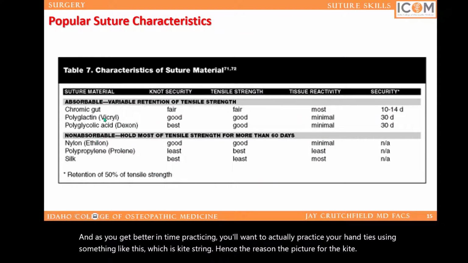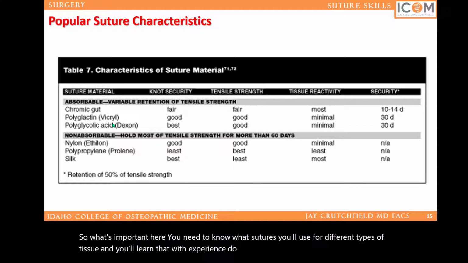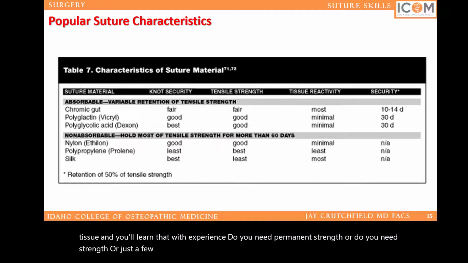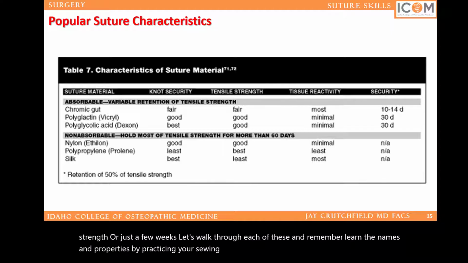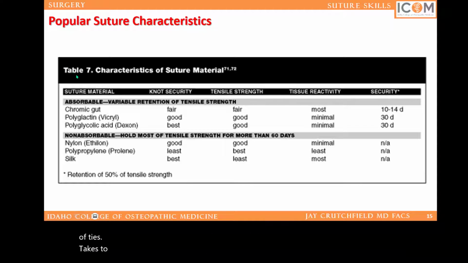So what's important here? You need to know what sutures you'll use for different types of tissue, and you'll learn that with experience. Do you need permanent strength, or do you need strength for just a few weeks? Let's walk through each of these. And remember, learn the names and properties by practicing your sewing and knot tying. If you sew with all of these different types, you will easily remember what kind they are, how long they last, and the number of ties it takes to keep them from coming undone.